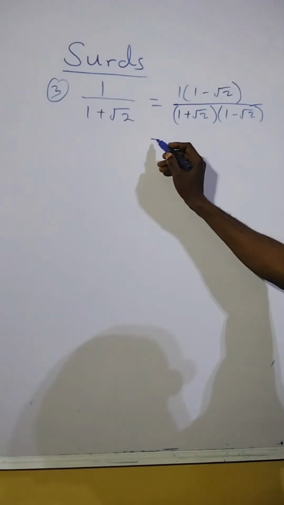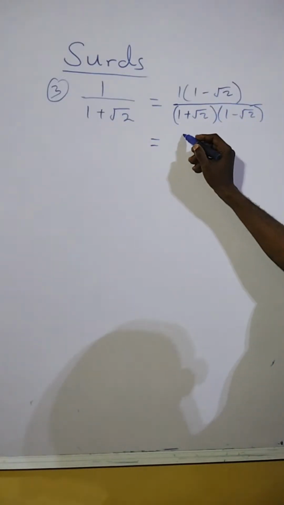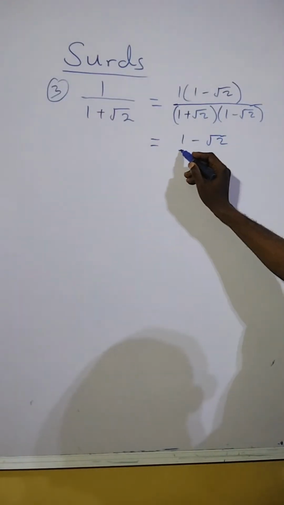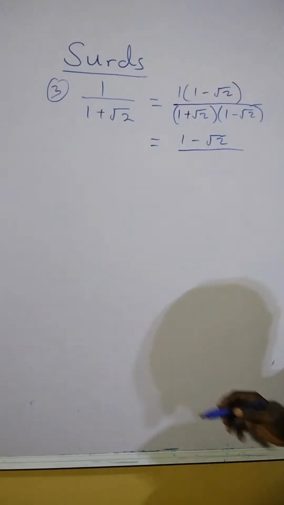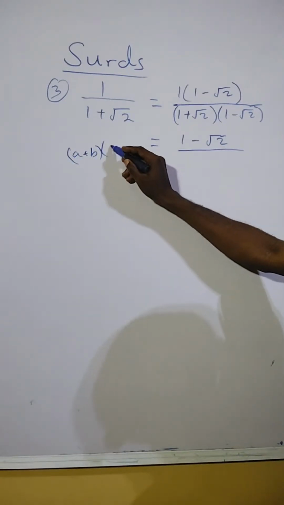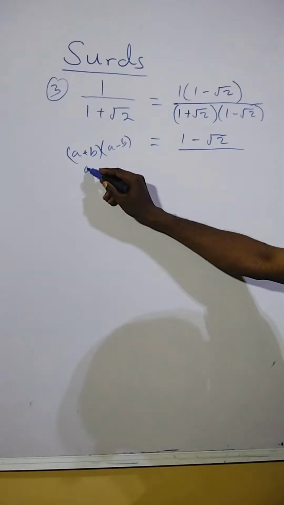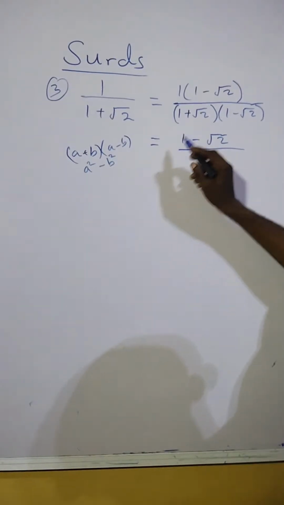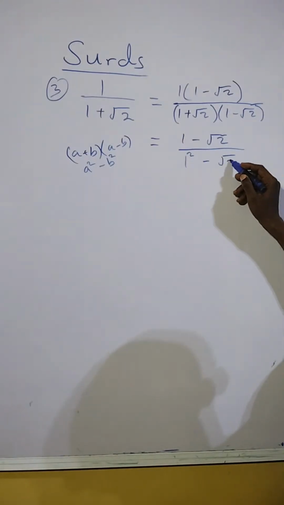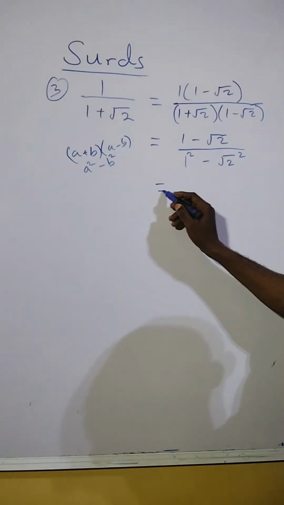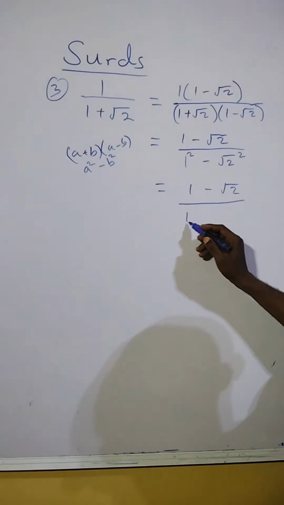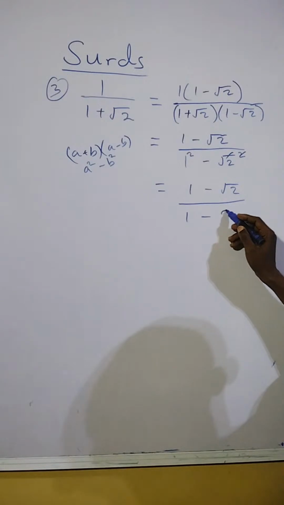Here 1 multiplying this, we still have 1 minus root 2, then divided by this, a conjugate surd. Also when we have a plus b into brackets, a minus b, which can be written as a square minus b square. Here a is 1, we have 1 square minus b is root 2, that's root 2 square. Here we have 1 minus root 2 divided by 1 square is 1, then minus root 2 square, square cancels square root, we have 2.